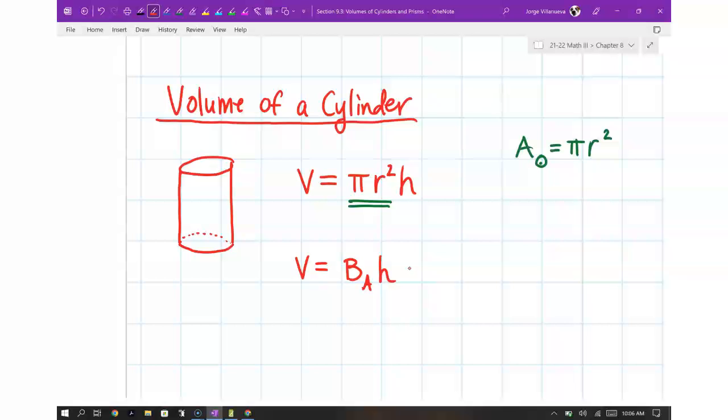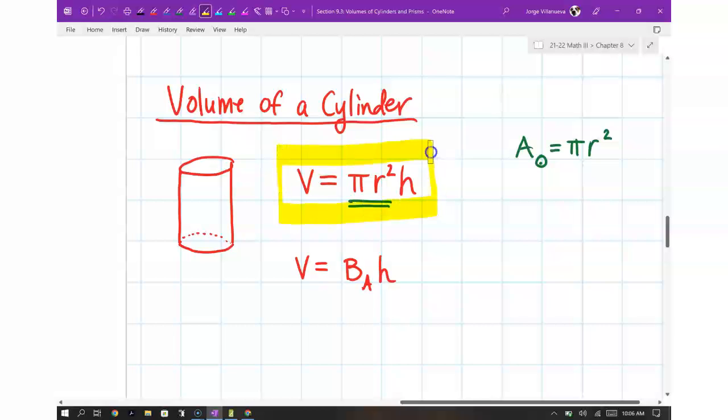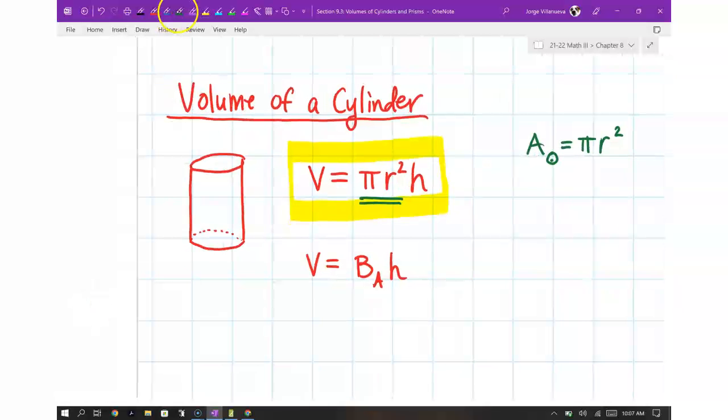But I'm going to stick to using this one, because a lot of people prefer just to use this one instead of doing base area times height. So I'm going to stick to pi r squared h. By the way, your r value, I know I didn't draw it, but this is your radius. If they give you the diameter, remember you divide it by 2, that'll give you your radius. We talked about that before.